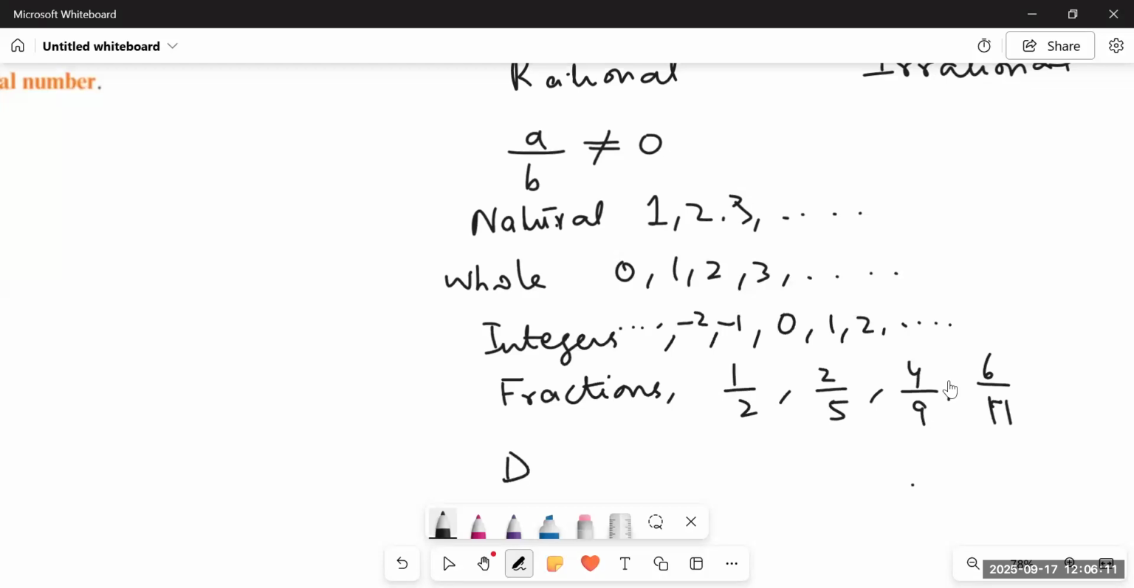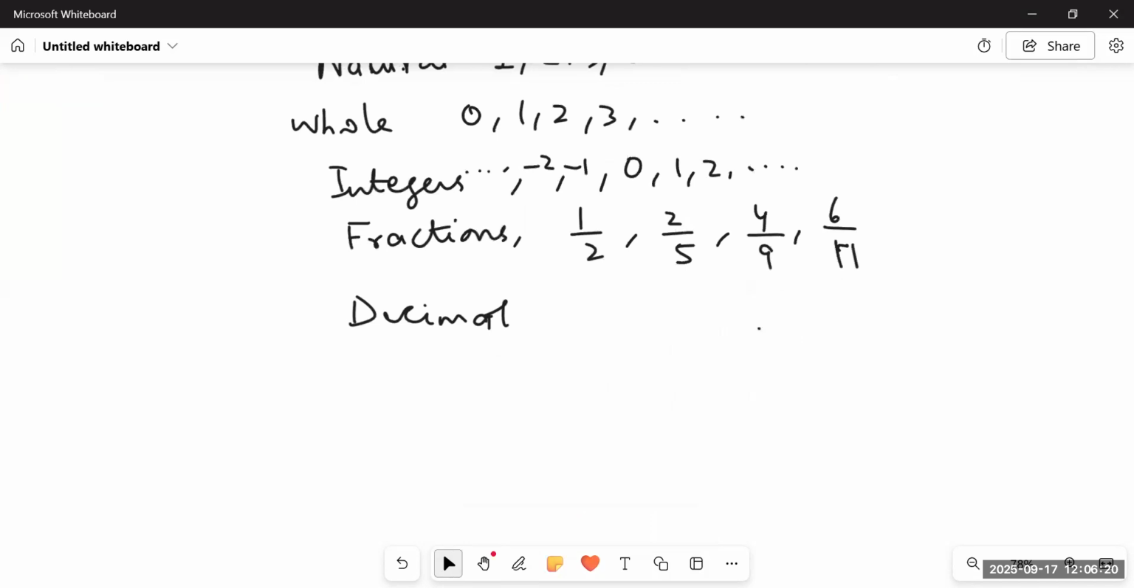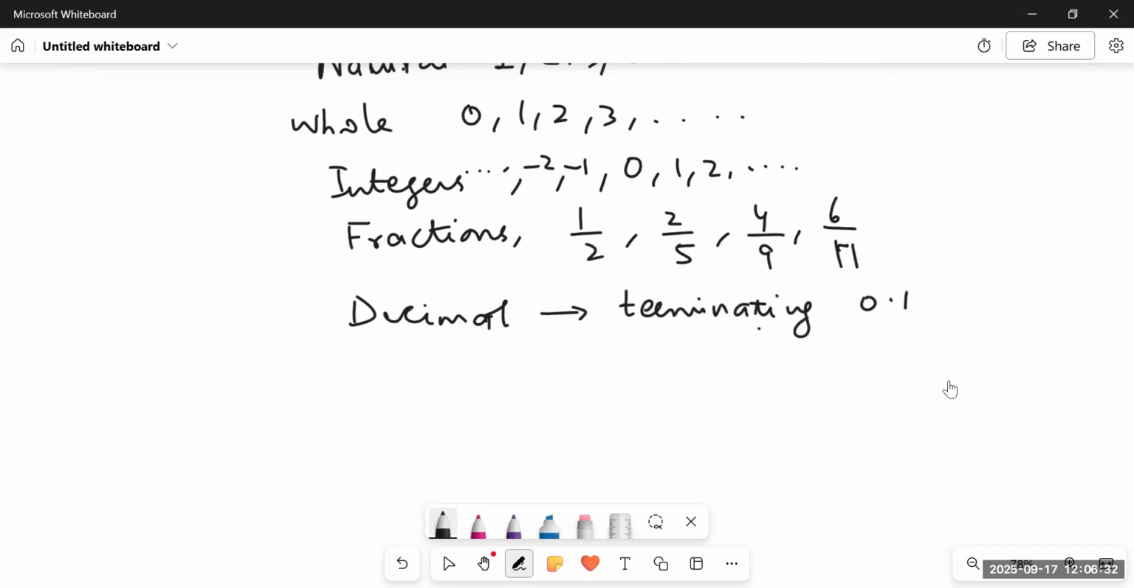But when we talk about decimals, some of the decimals are rational, but not all decimals are rational. There is a category of decimals that are irrational numbers. So what decimals are rational? The decimals which are either terminating. Let me explain what terminating decimals are, like 0.1, 2.5, 6.345. These are called terminating decimals.